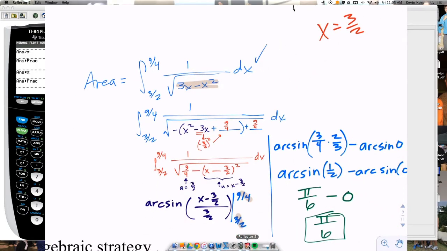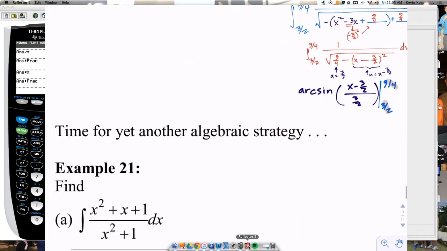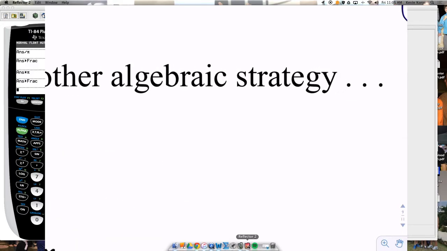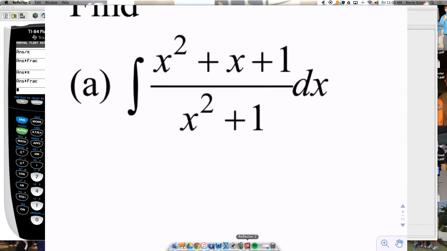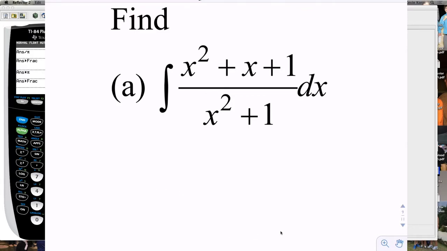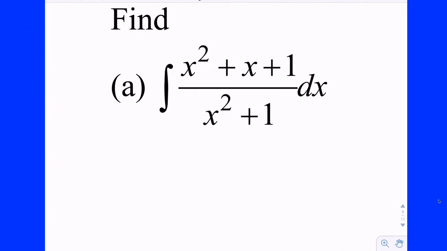Leading coefficient of your square term has to be a positive 1. All right, time for yet another algebraic strategy besides splitting up terms, factoring, expanding. This one here. Okay, we have a quotient. Is there a quotient rule for the integration? No. I didn't wait for you to answer. Sorry. Is there a quotient rule? No. No. Good.